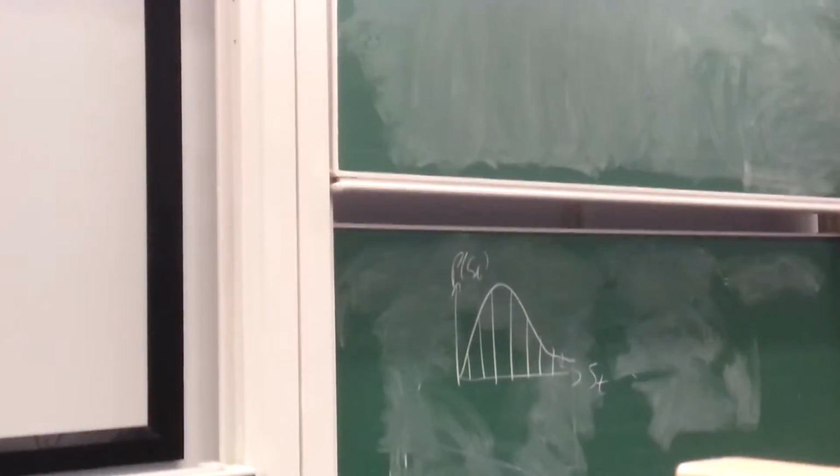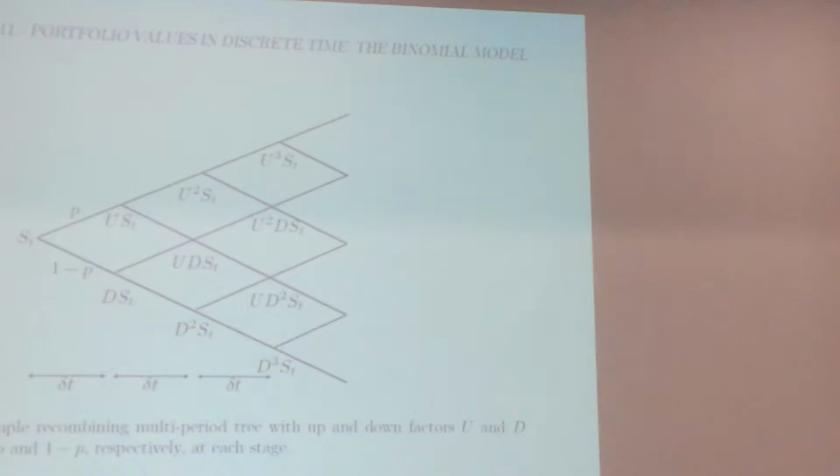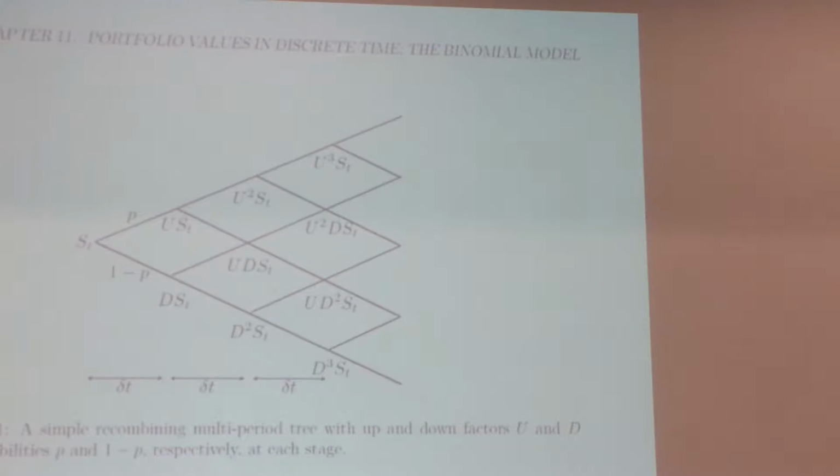The other thing that you could introduce is the fact that U and D are not the same at different time steps. So at different time steps, you can have different U's and different D's. Okay, that's a more general case, and we'll mention that later on.